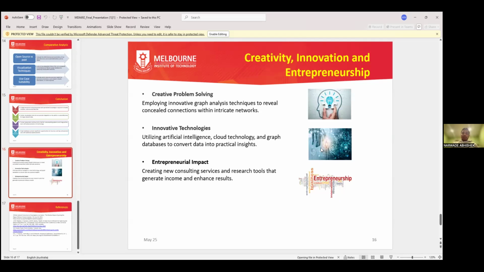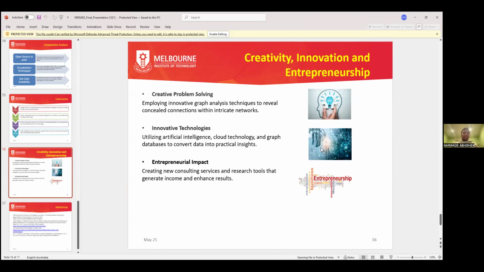On a broader scale, regarding creativity and innovation, we employed innovative graph analytic techniques to reveal concealed connections within intricate networks. We are also utilizing artificial intelligence, cloud technology, and graph databases to convert data into practical insights. And regarding the entrepreneurial impact, it is creating new consulting services and research tools that generate income and enhance results.